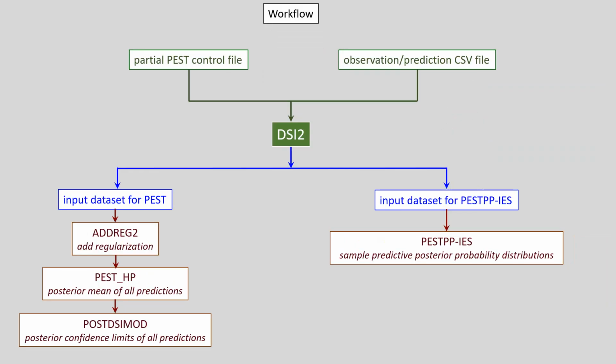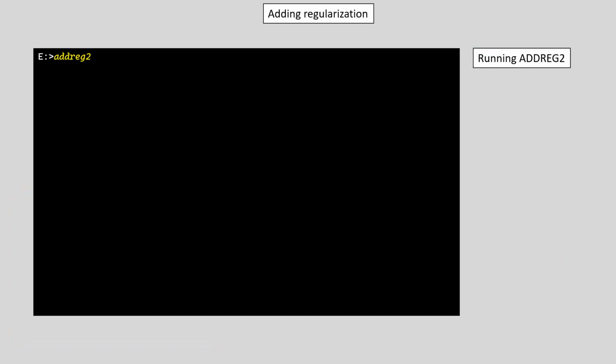Let's look at the alternative workflow trajectory. Recall that DSI2 has written us a PEST control file. We need to add regularization to this file. Therefore, by calibrating the model using regularized inversion, we will history match the model, and the predictions made by that model will be the posterior mean values of predictions of interest.